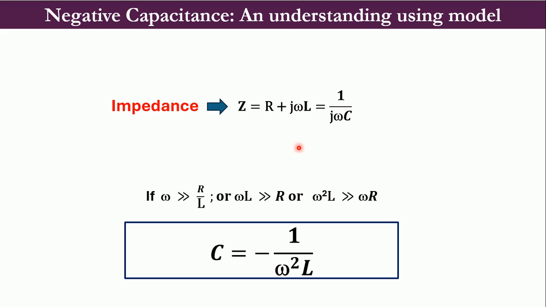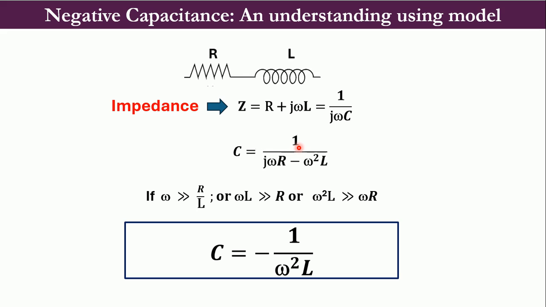So let's understand this negative capacitance using this model. For an RL circuit, for example, there is one resistance and one inductor. We can write total impedance Z equal to R plus j omega L. If we write it equivalently as only one capacitance value, then the total impedance value is 1 by j omega C. So if you calculate the capacitance value from the above equation, it will come 1 divided by j omega R minus omega square L.